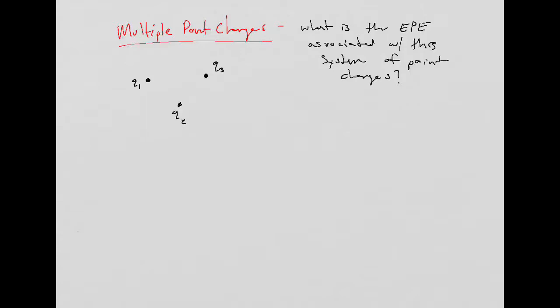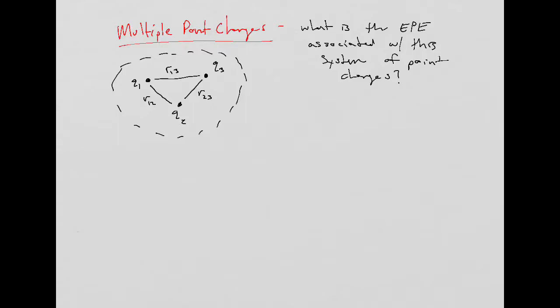Now, what we did was we first looked at the distances between these. We call this R13, the distance between Q1 and Q3. This will be R12. This will be R23. Okay. Now, in order to figure this out, we're looking at what is the potential energy of this entire thing.